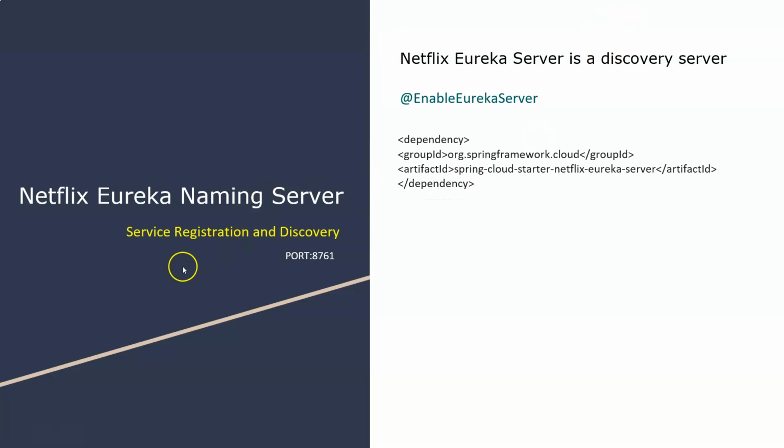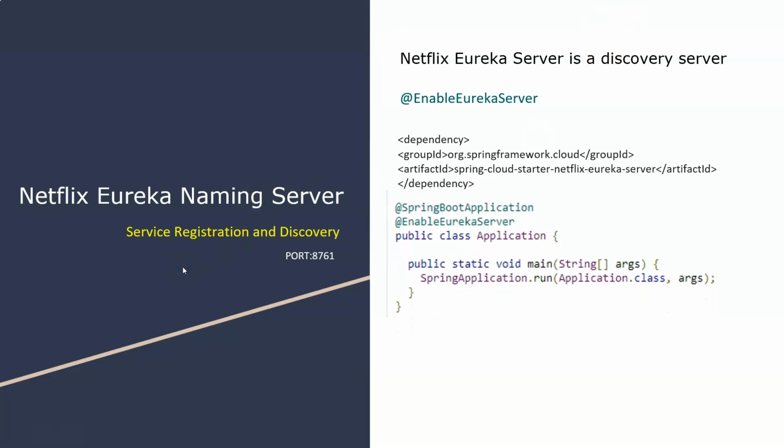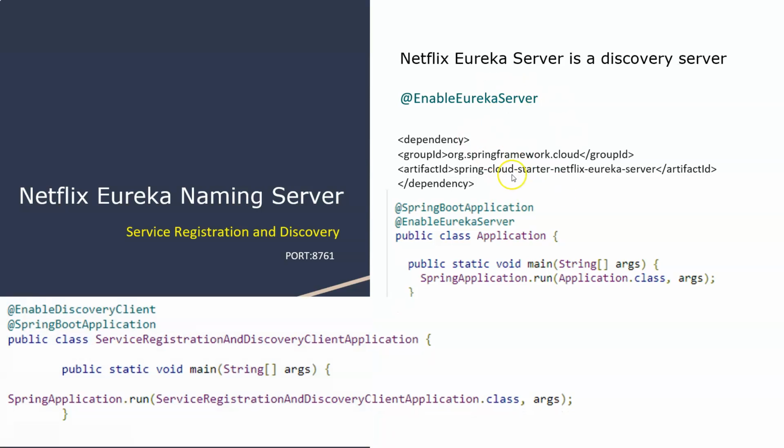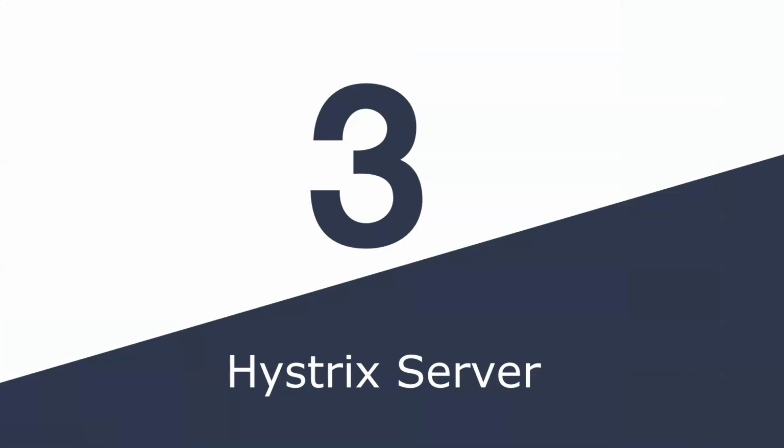Netflix Eureka is a discovery server. It maintains a registry, and to use it, you need to make use of the @EnableEurekaServer annotation in your microservice, and you need to add this particular dependency that you can see here. Now, because this is a server, each of your microservices has to register itself, right? So you need to make use of the @EnableDiscoveryClient annotation so that your microservice can register itself into the service discovery registry. All right.